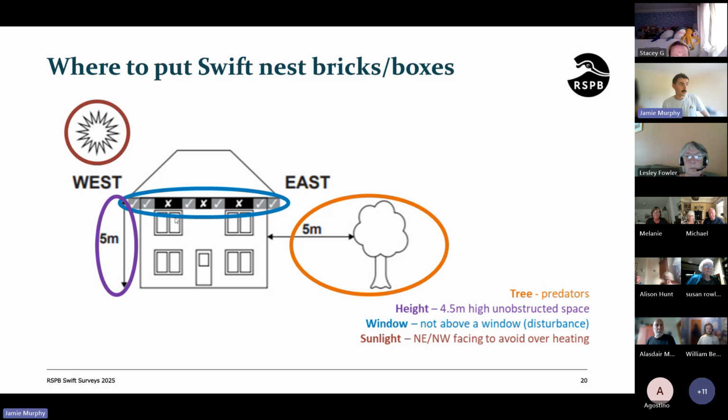And then, examples on a house, you wouldn't look to put them immediately above a window if you're opening it regularly, for disturbance reasons. And you wouldn't look to put it immediately next to a tree where it might interrupt the flight path, or where it could be harbouring predators that could then get used to swifts coming in and out.